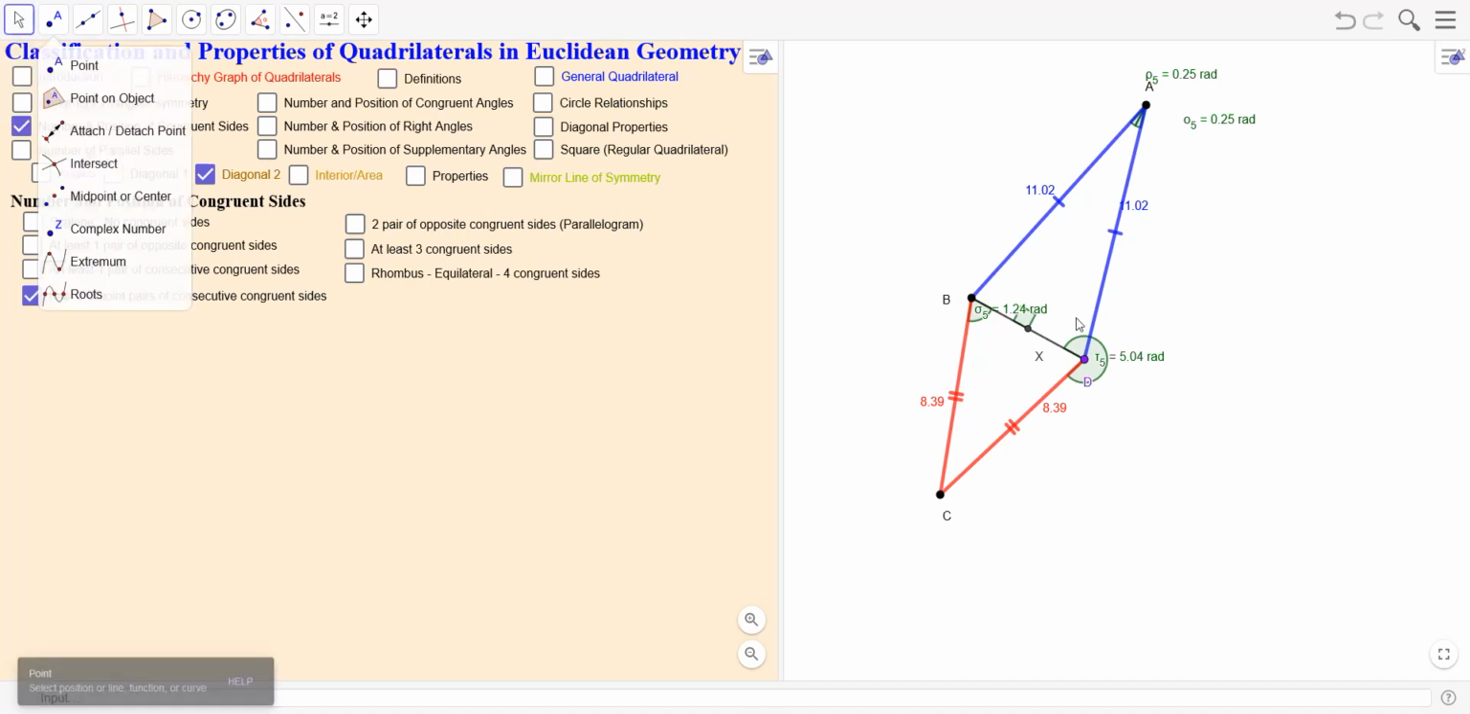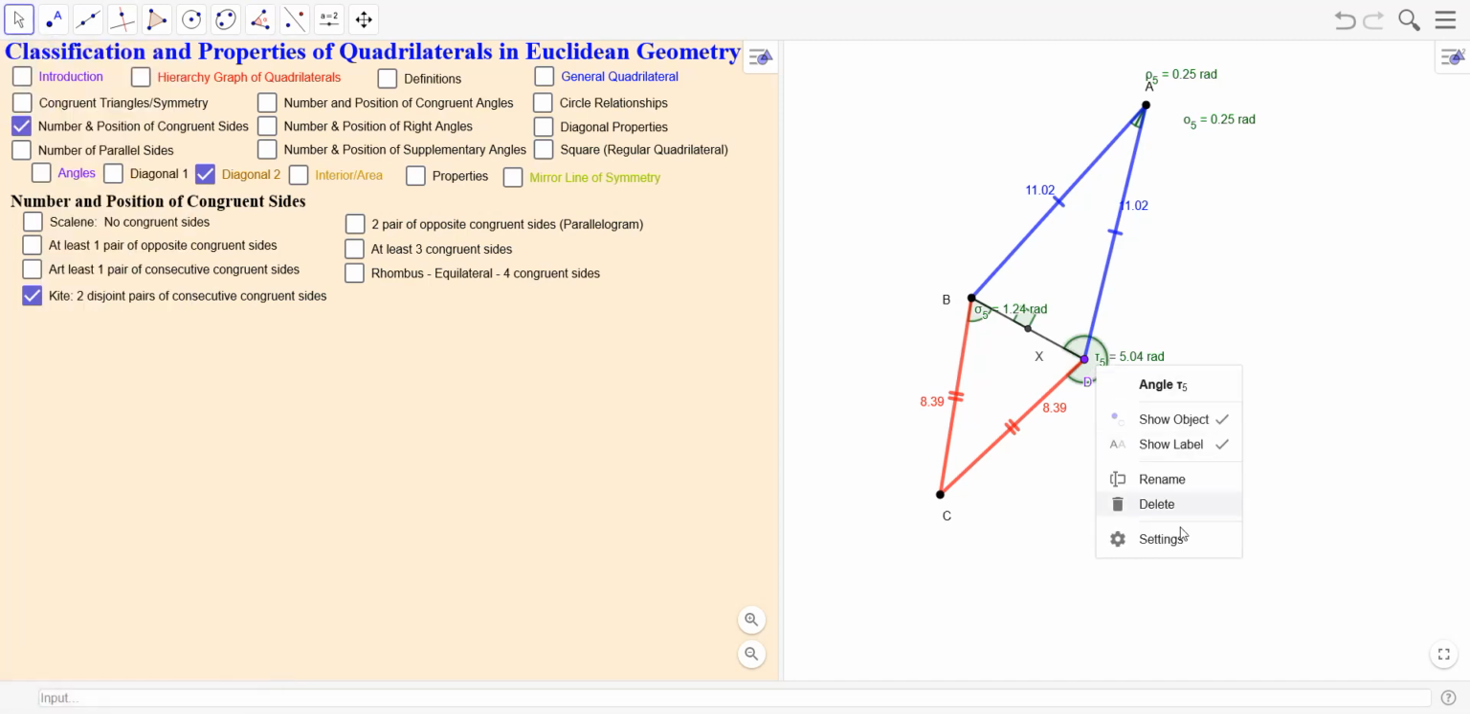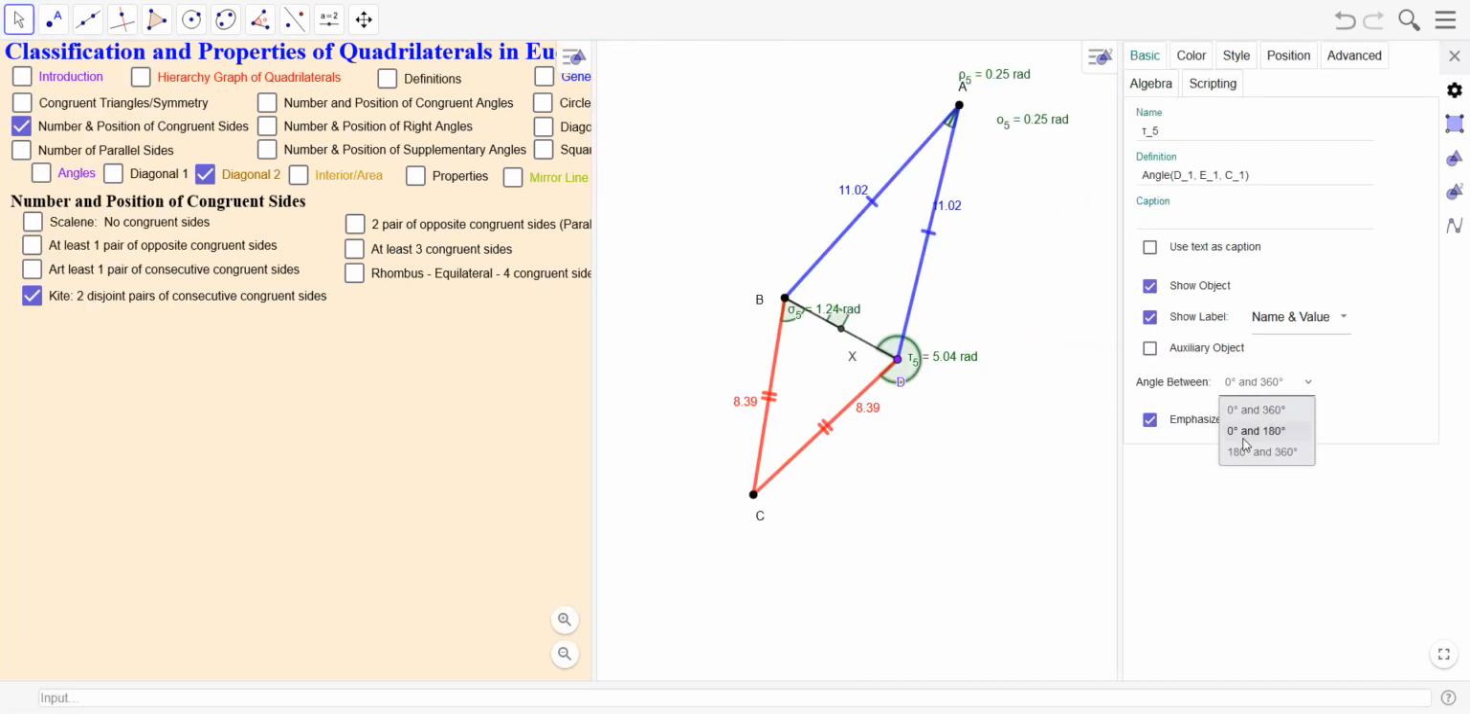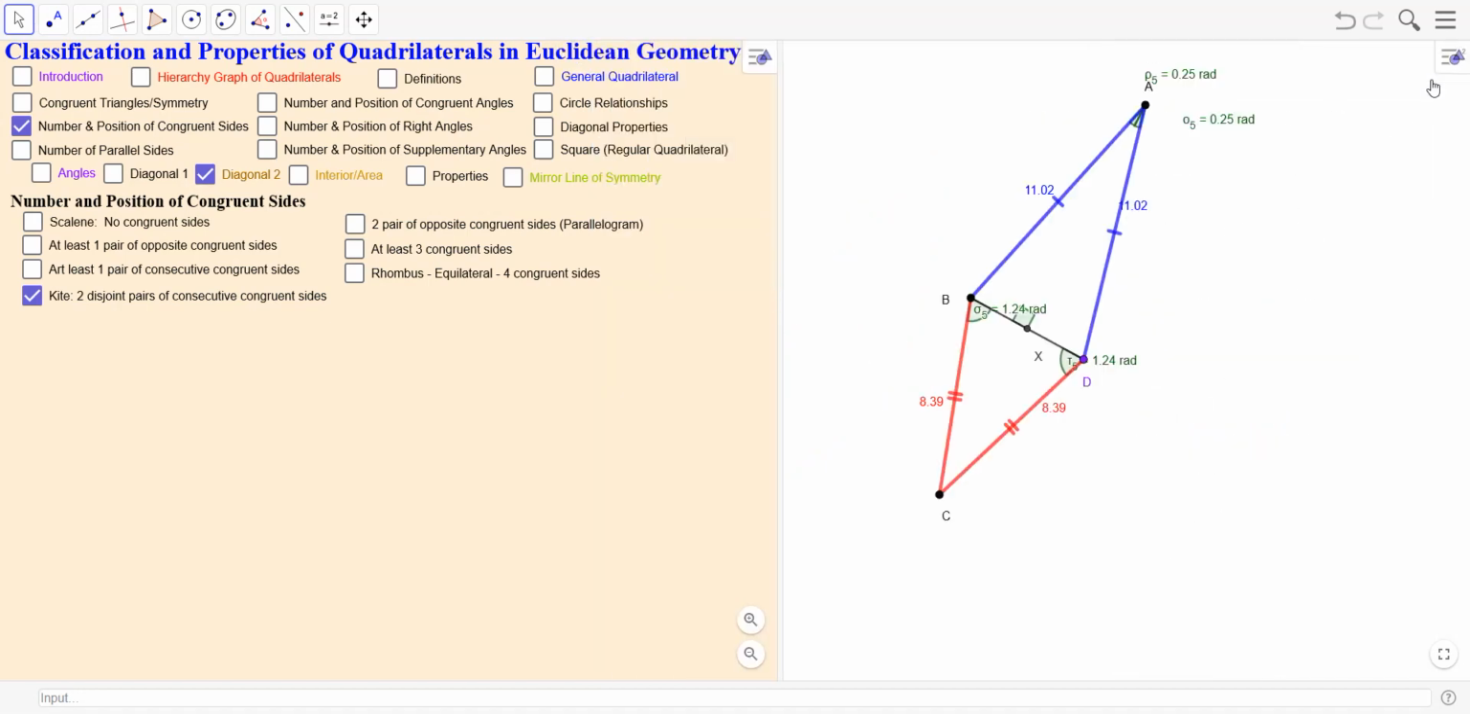And that one, we want to make sure that it is between 0 and 180 degrees. And here I have it measured in radians. Again, you can switch it to degrees if you want. It doesn't matter. These are the same size. Remember, that's something we know about isosceles triangles.